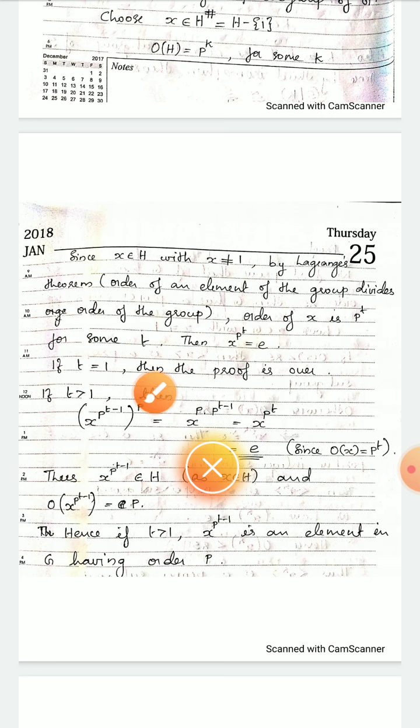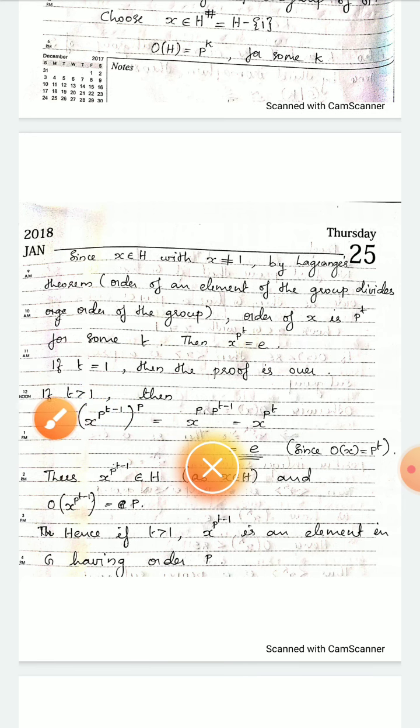So we got x raised to p raised to t is equal to e, and order of x is p raised to t. Okay, suppose t is equal to 1, then the proof is over. Why? We already got order of x is p raised to t, and if t is equal to 1, then we have x raised to p is equal to e. That means x is an element having order p. That's why if t is equal to 1, the proof is over. So that case is over.